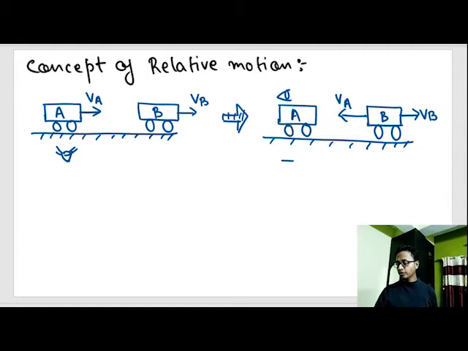The ground would be moving with velocity VA in the opposite direction. This velocity of car B with respect to car A is sometimes represented as VBA, the velocity of B with respect to A, which is given by the VB vector minus the VA vector.